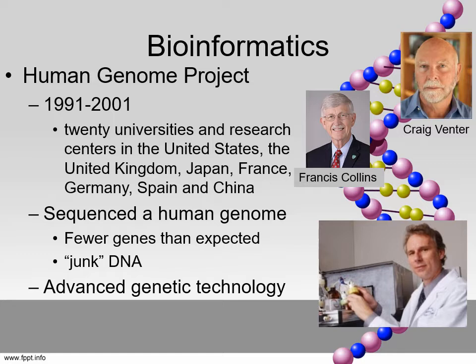One of the first sources of information for bioinformatics was the Human Genome Project. So this was started in 1991. It was an international collaboration, 20 different universities and research centers in lots of different countries working on sequencing the whole entire human genome, so all of our DNA and all of our chromosomes, trying to figure out the A's, T's, C's, and G's that made humans human.